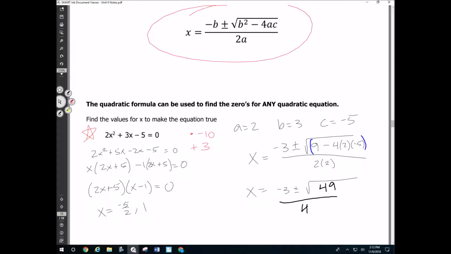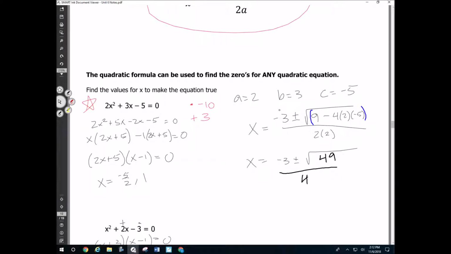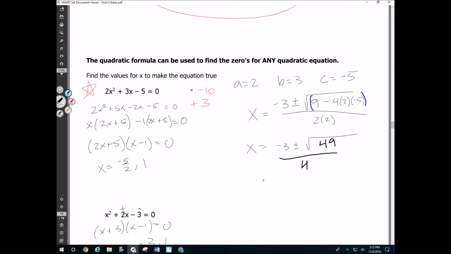This is the order we're doing it in. What is the square root of 49? 7. And it's only 7. The plus or minus is taken care of here. -3 plus or minus 7 over 4.